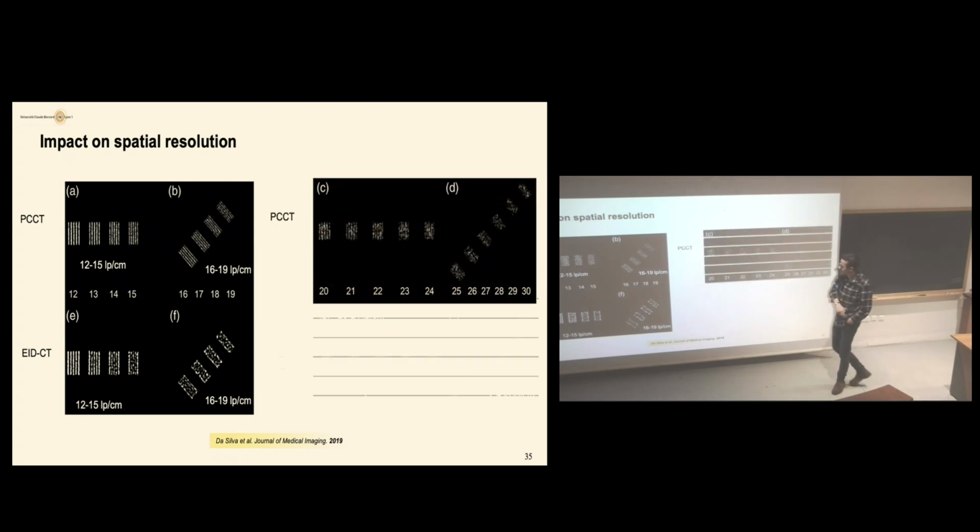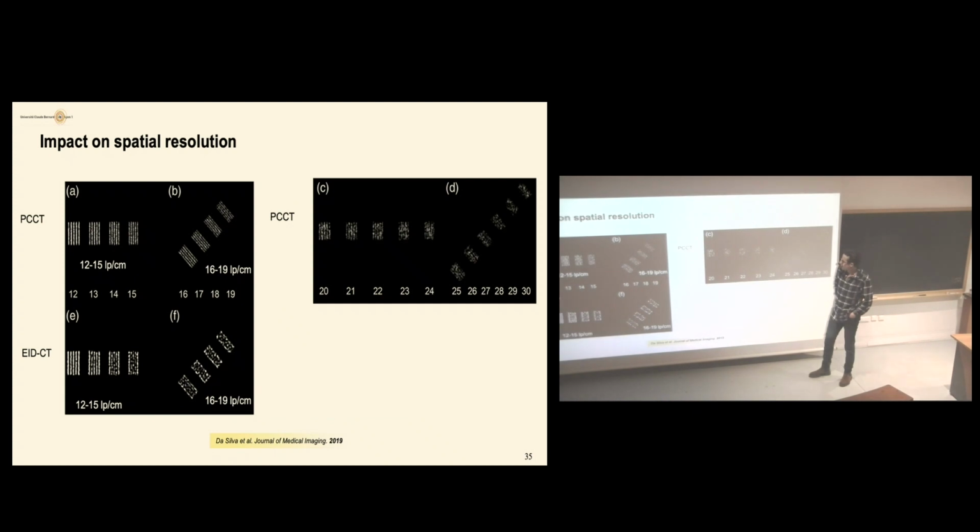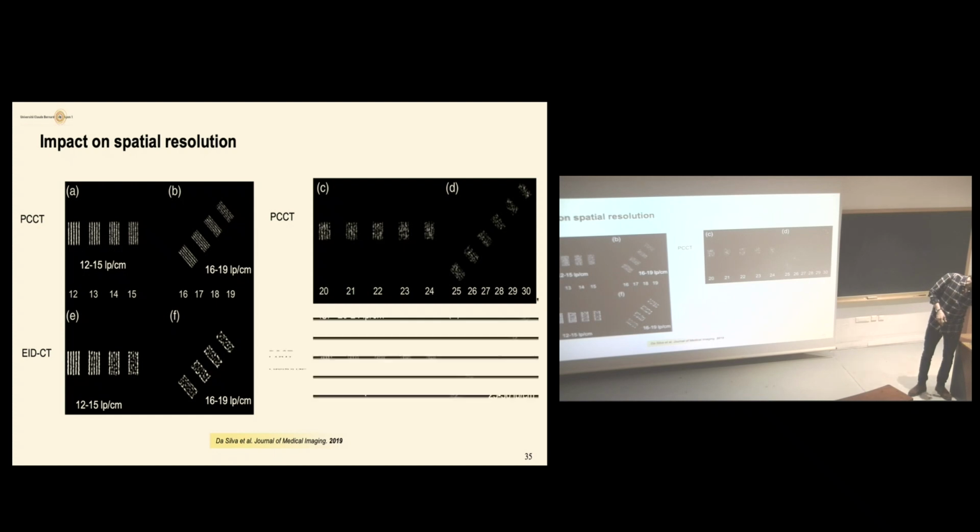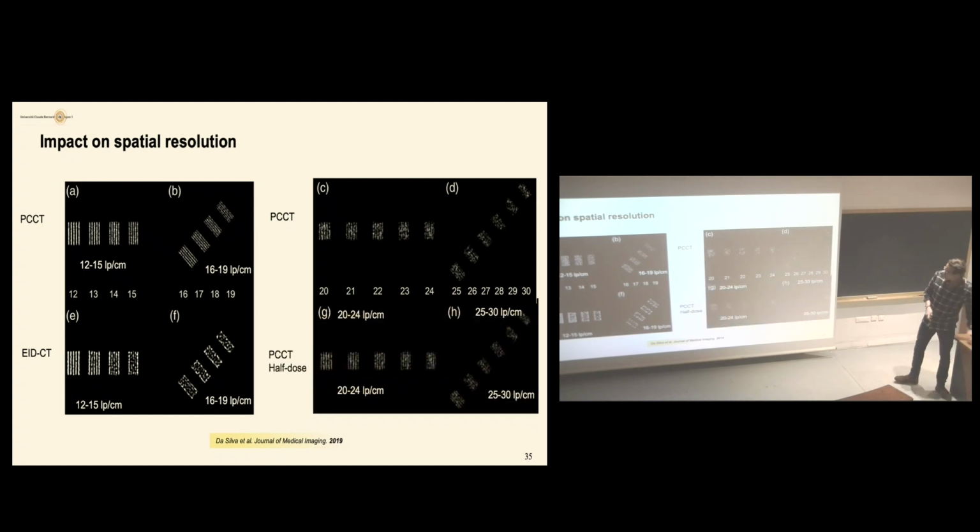And what is interesting is that you can go even higher than 19 towards 24, and you can also increase the spatial resolution with half of the dose, half of the X-ray dose. So that means that you are increasing the spatial resolution even with lower radiation dose.